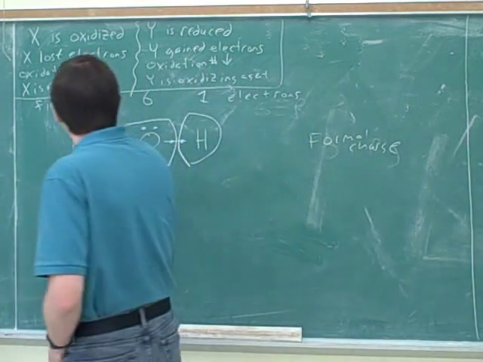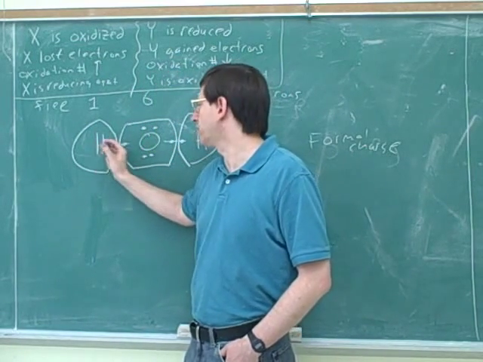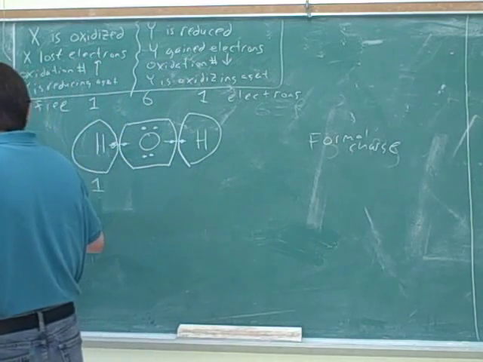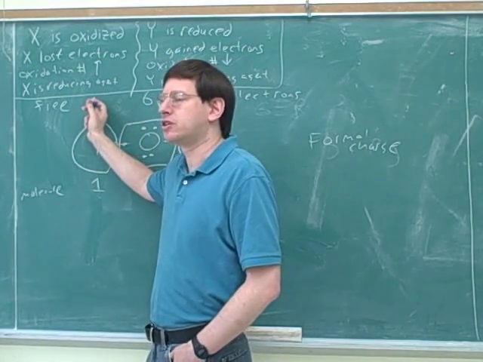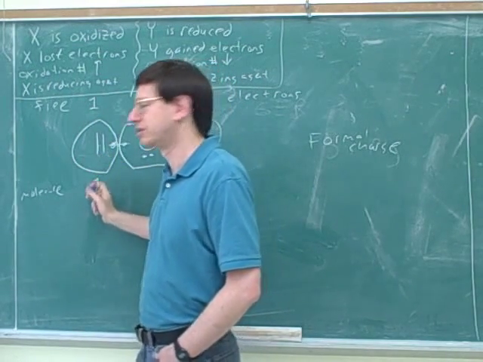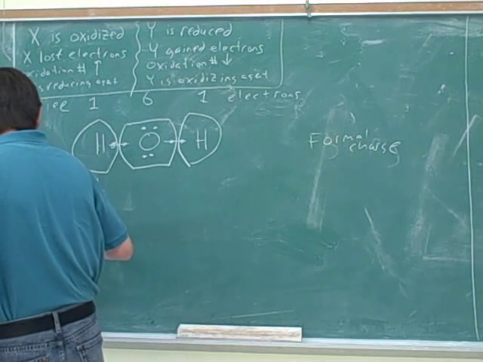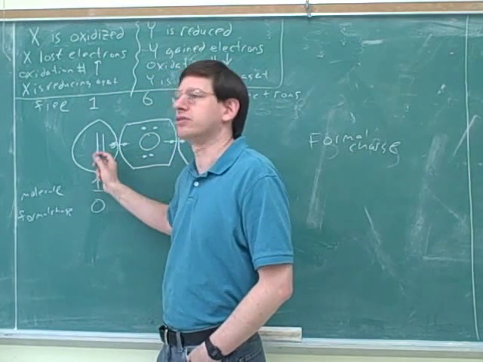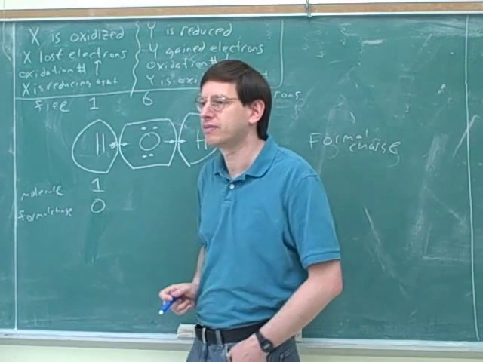Well, if that was the case, how many electrons would this hydrogen have? Well, notice that in the circle, there's 1 electron. So this hydrogen here has 1 electron in the molecule, which is the same as it would have when it's free, so it has 0 formal charge. It has 0 formal charge because it hasn't gained or lost electrons, so it has no formal charge.